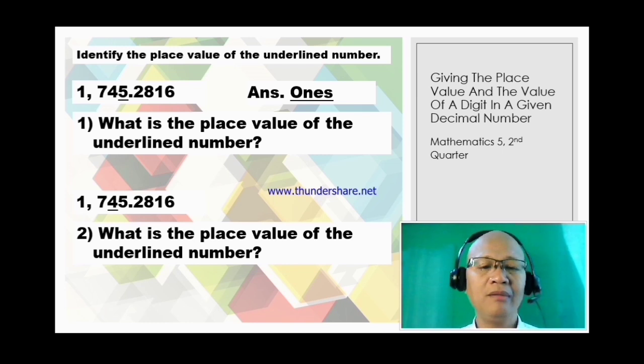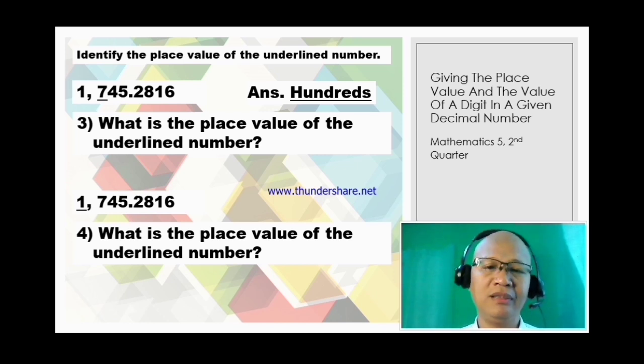Number 2. What is the place value of the underlined number? Our underlined number is 4. Correct. Tens. The second digit from the decimal going to the left is the tens. Number 3. What is the place value of the underlined number? Our underlined number there is 7. Good. Hundreds. Our third digit from the decimal point going to the left is hundreds.